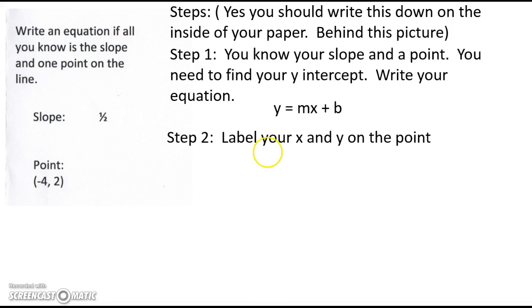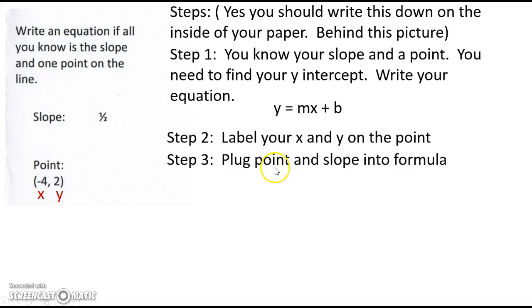So you're going to label your x and your y on the point. This is the point I'm talking about. -4 is the x, 2 is the y. Then you're going to plug the point and the slope into your formula. Y equals mx plus b.